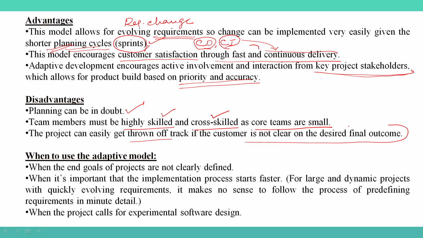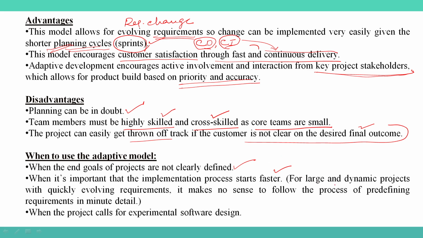So at least the developer, even without a final outcome, your customer should have a definite view of what he needs, but within that, changes can happen. Then, when is this used? When the end goals of projects are not clearly defined. You know them, but they are not defined. It is important that the implementation process starts faster. Implementation will happen quickly, because once a small part is delivered, the user can try it out.